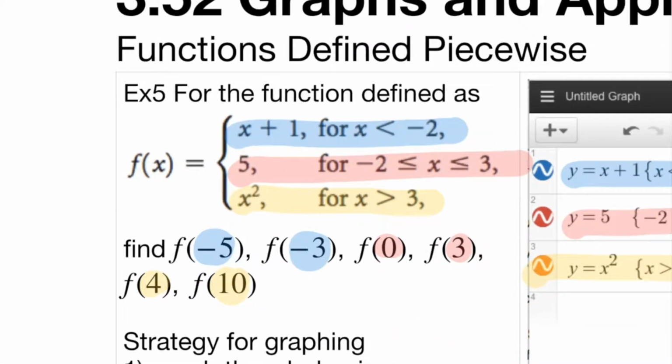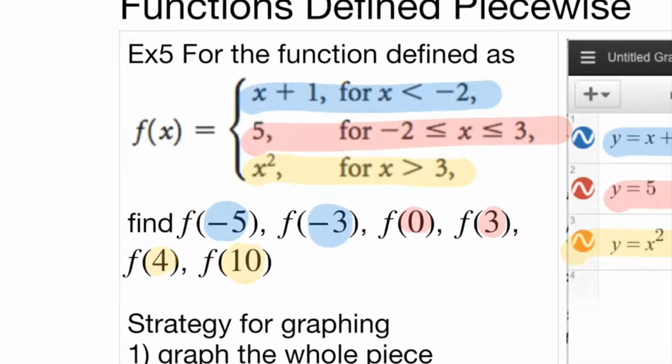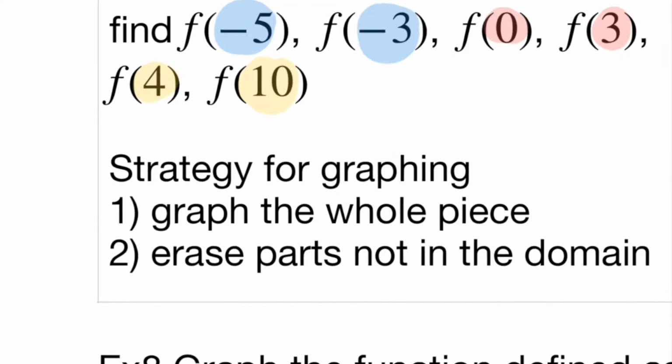And so the instructions ask you to find 6 different values. Find f of -5, -3, 0, 3, 4, and 10. And we might as well graph it too. Here's a strategy for graphing. I want you to remember this.